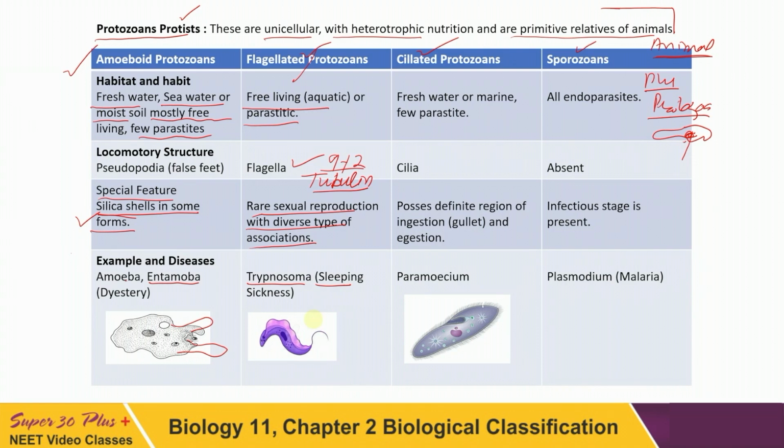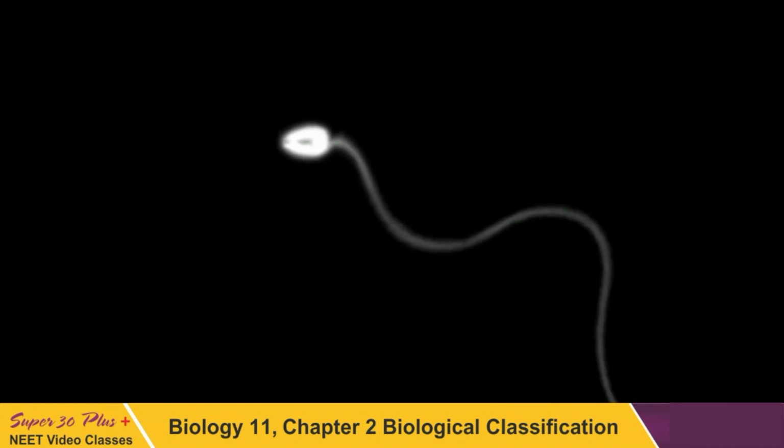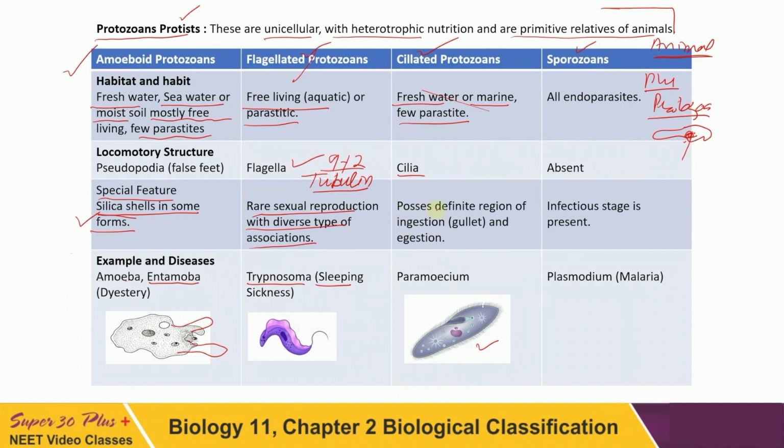The other one is ciliated protozoans, in fresh water, maybe marine. If parasitic, no need to go into much more detail. One typical example of this is Paramecium. It has cilia. The cilia are numerous and shorter in length as compared to flagella. They have a definite region of ingestion. Through this region the water current will enter, and in the water current the food particles will also enter. That's why it has a mouth-like structure for taking food. It is known as the gullet.